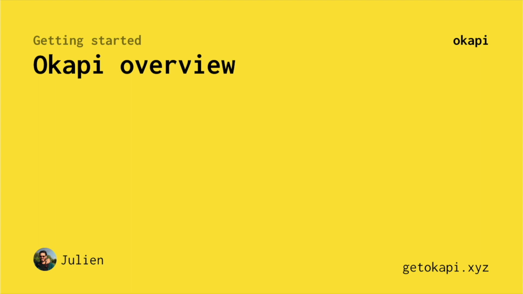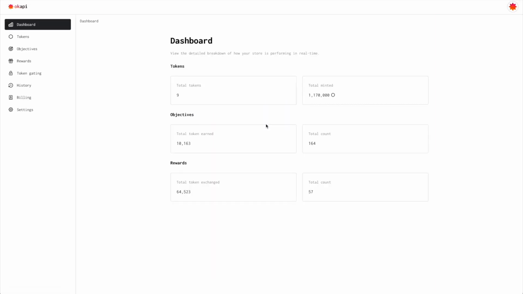Okapi is a headless web3 loyalty engine that allows you to easily create wallets for your users, create, send and redeem tokens and NFTs, and also create token gating experiences. Let's jump into the dashboard.